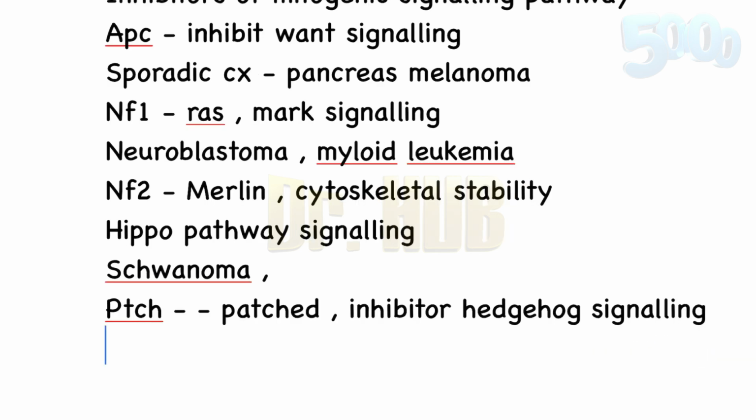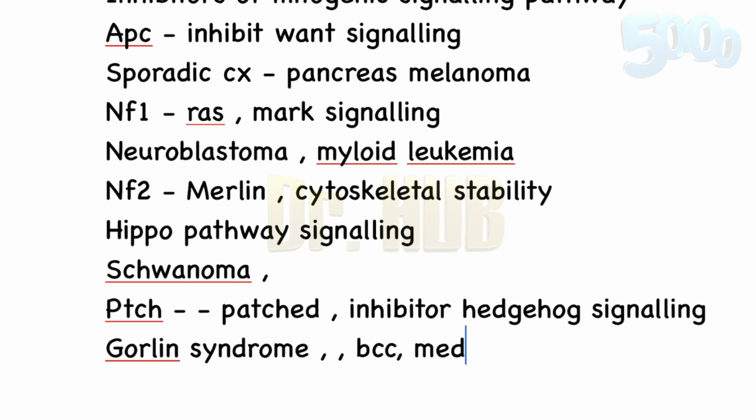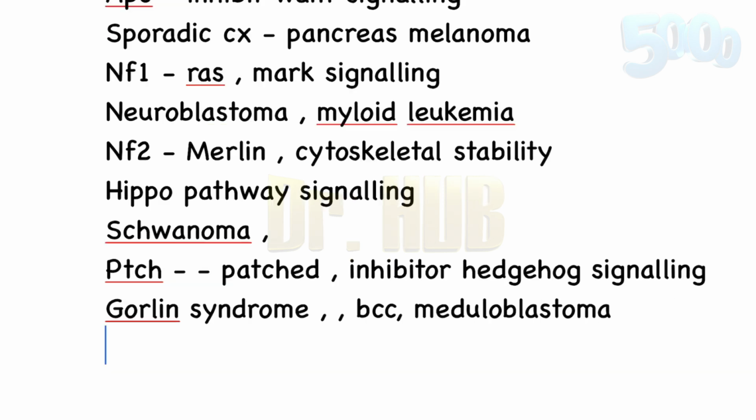Now, what would be the familial syndromes? The familial syndromes include the Gorlin syndrome. This includes the basal cell carcinoma, medulloblastoma, and several benign tumors. Next, in sporadic cancer, it can include the basal cell carcinoma, BCC, as well as the medulloblastoma.